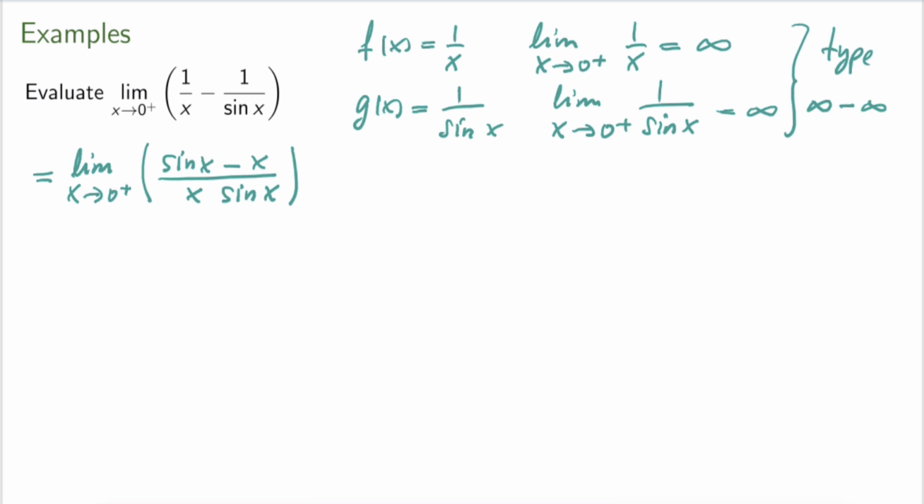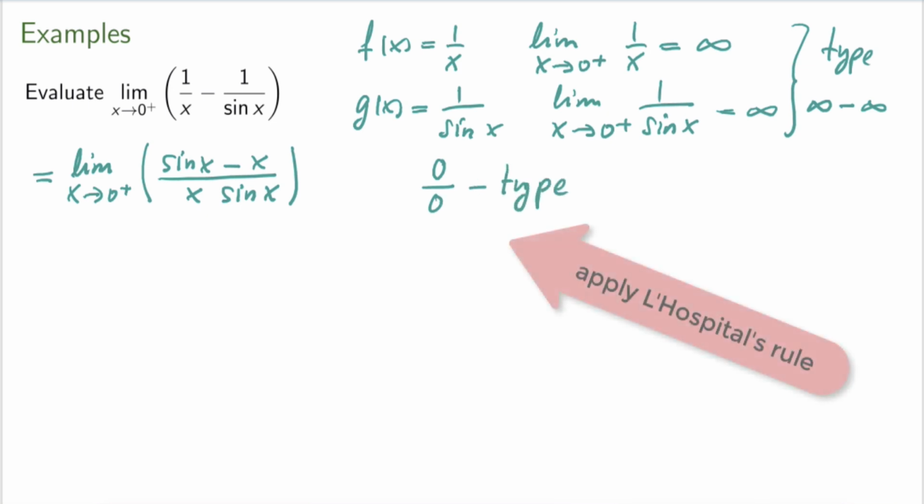All right. Now let's look at the type here. On the top, if x goes to 0, we get a 0. On the bottom, as x goes to 0, we also get a 0. So this is a 0 divided by 0 type. And ta-da! Again, we can apply L'Hopital's rule.